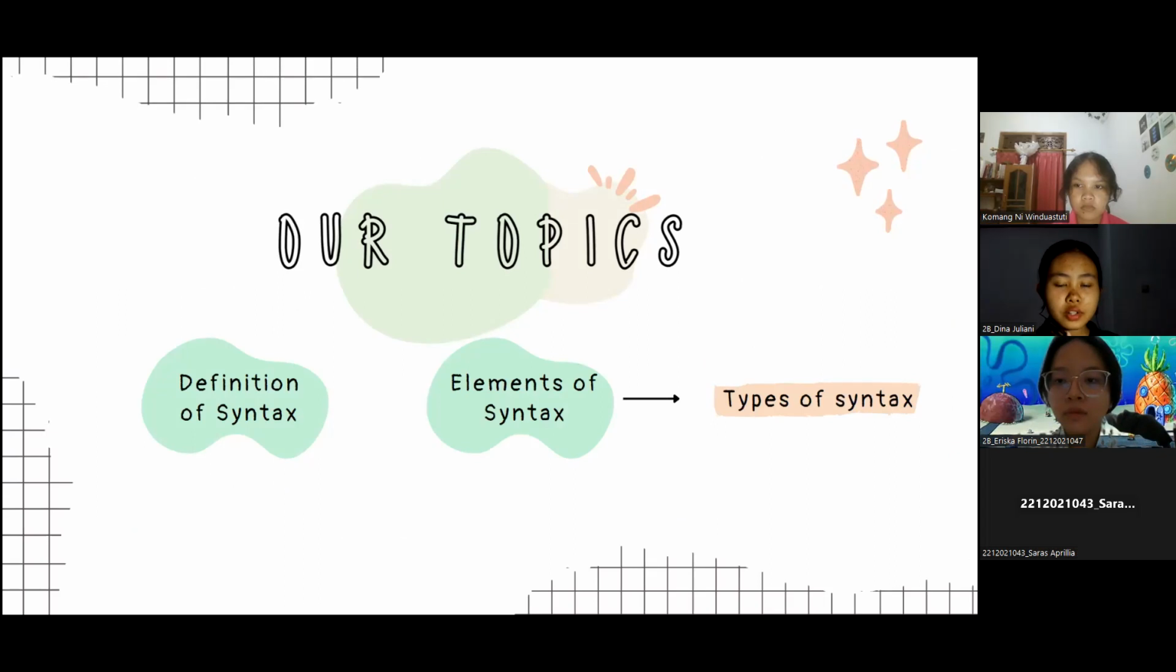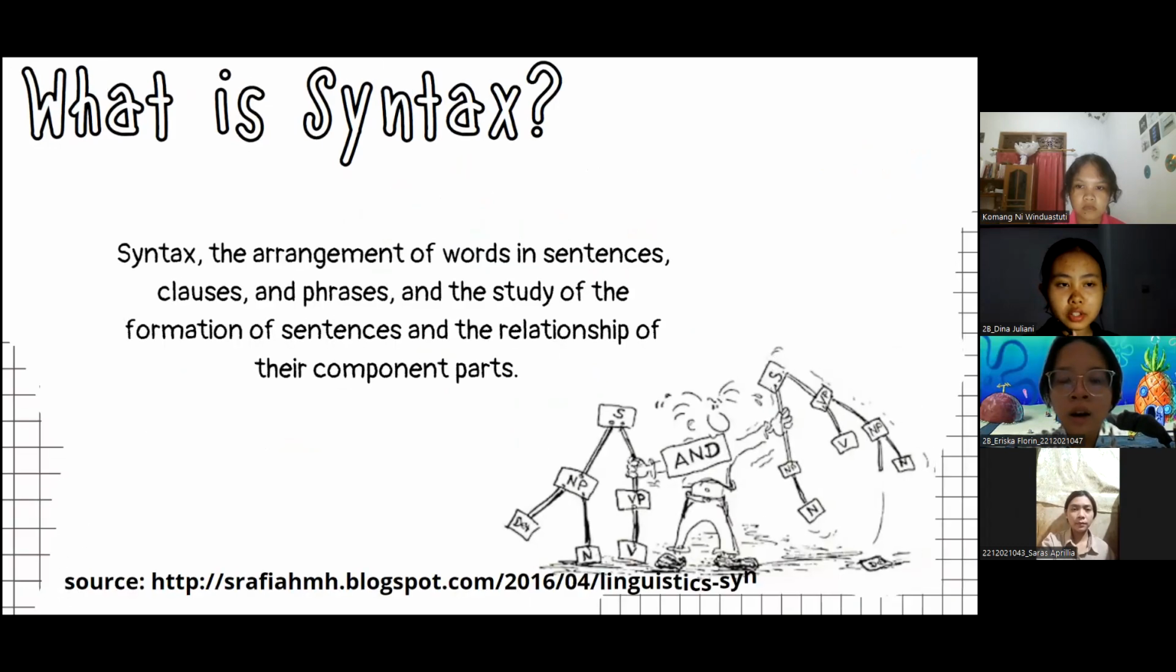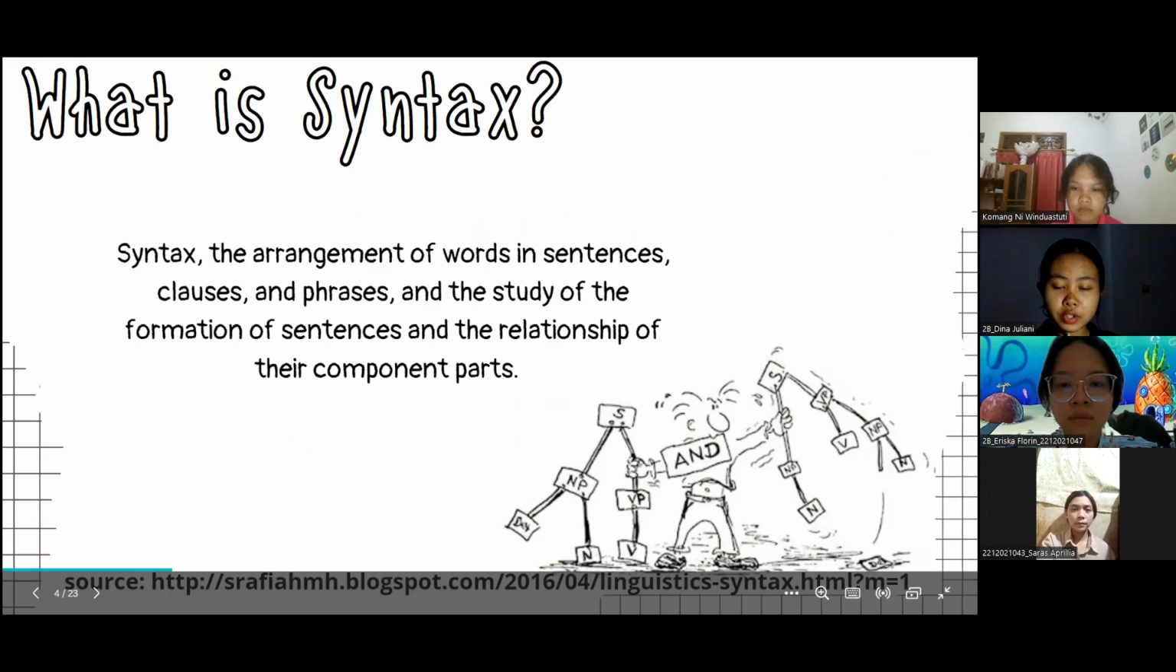Okay, so in this given opportunity, we have several topics. First is the definition of syntax, and then second is the elements of syntax. And in the elements of syntax, there are types of syntax. Next. So first, let's talk about the definition of syntax. Well, what is syntax? Syntax is the arrangement of words in sentences, clauses, and phrases, and also the study of the formation of sentences and the relationship of their component parts.